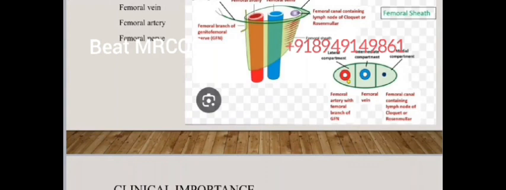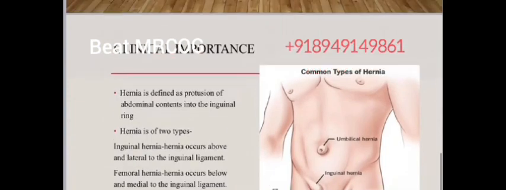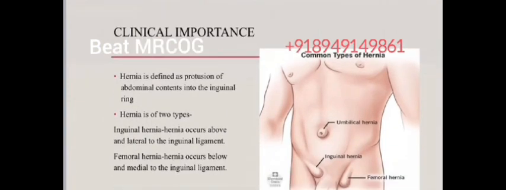This is the femoral canal. The medial compartment is the femoral canal containing the lymph node of Cloquet or Rosenmuller. The intermediate compartment is the femoral vein, and the lateral compartment is the femoral artery with the femoral branch of the genitofemoral nerve. So why do we read this topic? What is the importance of the femoral triangle?